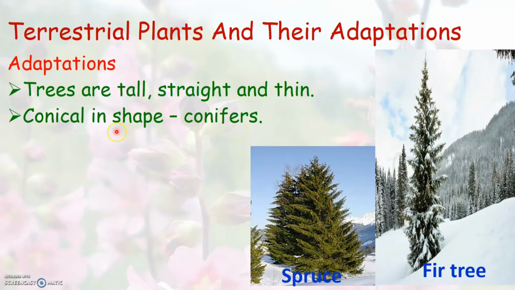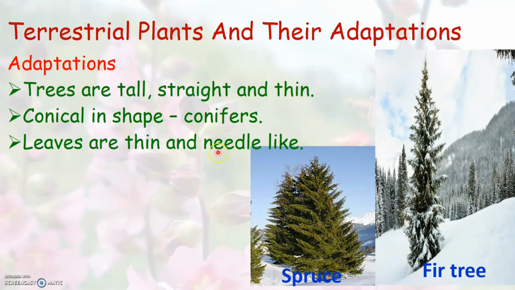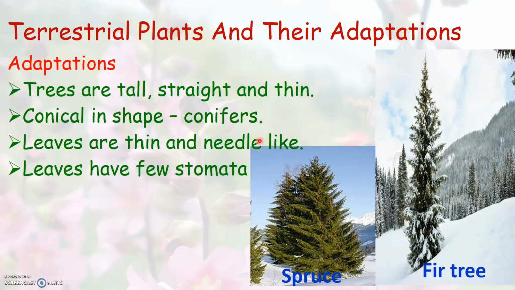Now, do you know why they have a conical shape? Yes, this conical shape will help the plant to slide off the snow that falls on it during the winter season. The leaves of these trees are very thin and also in the form of needles. Their leaves have got very few stomata. This is to reduce the loss of water from the plant.